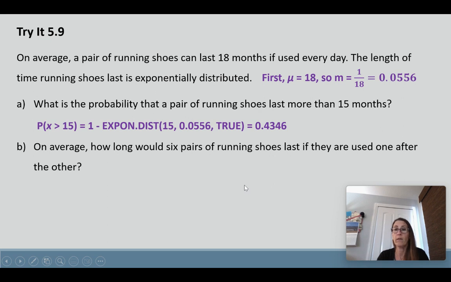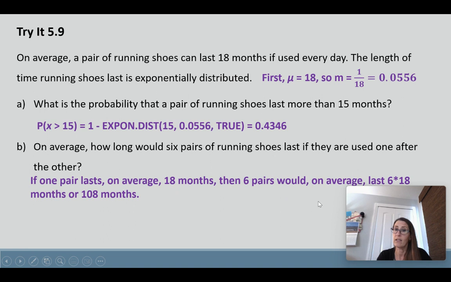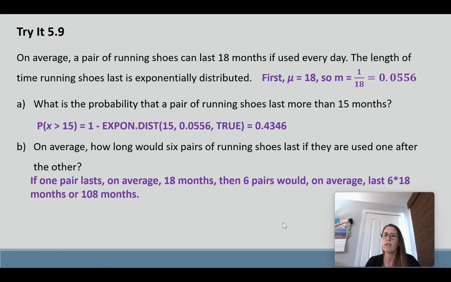On average, how long would 6 pairs of running shoes last if they are used one after the other? Well, this is kind of a different problem, but if 1 pair lasts 18 months, 6 pairs would last 6 times 18 months. So that's 108 months. This kind of problem we saw before with the nurse rings, if you remember from chapter 4. So you take your expected value or your long-term mean, and you multiply it by the number that you're looking at. So 6 pairs on average, 6 times 18 months, or 108 months.